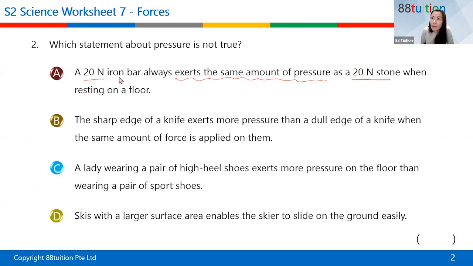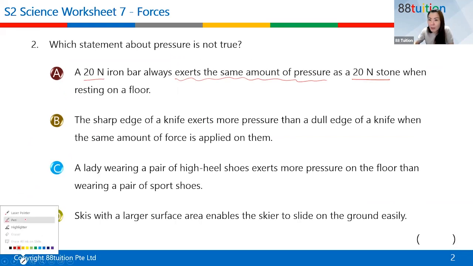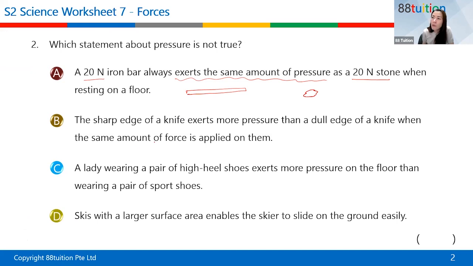Okay, now, where am I? A 20 Newton iron bar, and then a 20 Newton stone. Let's say the iron bar looks like this. Let me just try to draw something to show you. This is the iron bar, and this is a piece of stone. Do you think they both exert the same amount of pressure? Yes or no? Cannot be, right? Sherman said no. Why? Because of the area of contact.